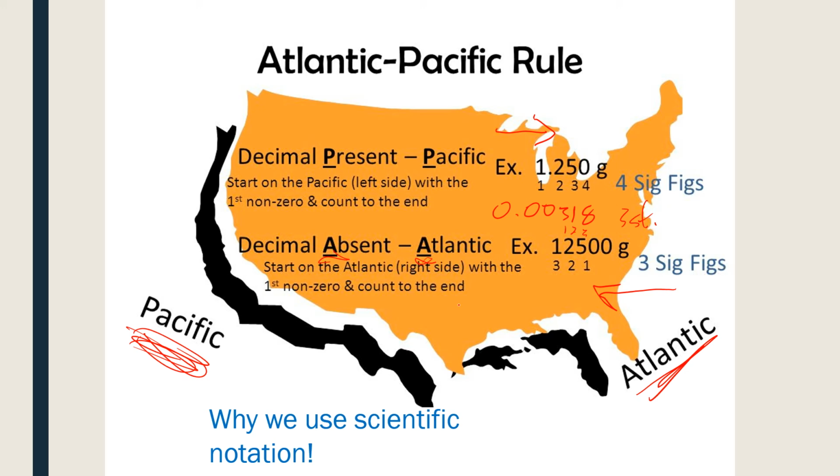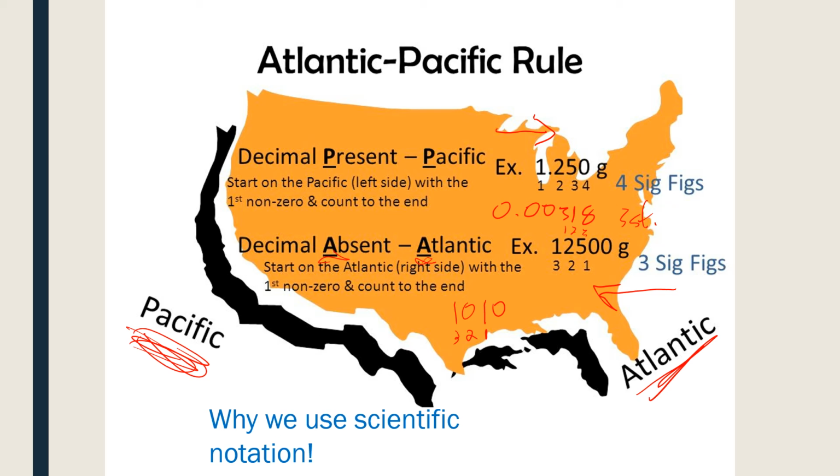Likewise, if we had 1010, no decimal, we're going to start from the Atlantic because the decimal is absent. This is a 0, so we don't count that. That's a 1, so that's the first one. That's a 0, but it came after that one, so it's significant. And that's a 1, so that's significant. So coming from this direction, you just keep going till you get to the end of the number.